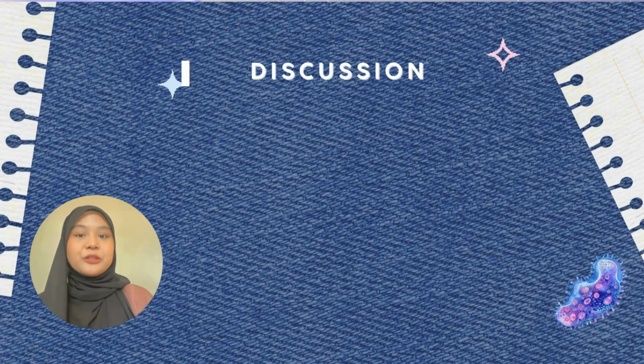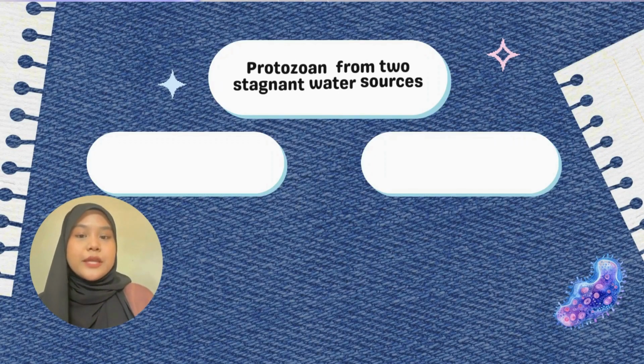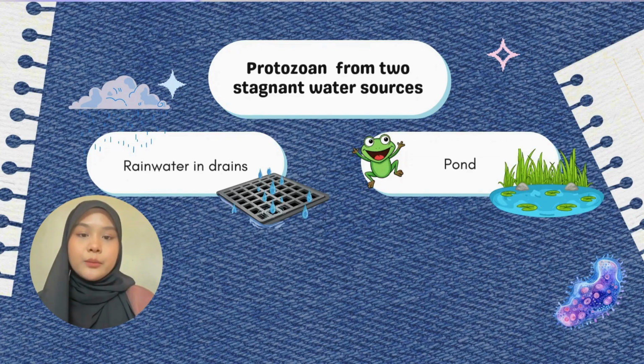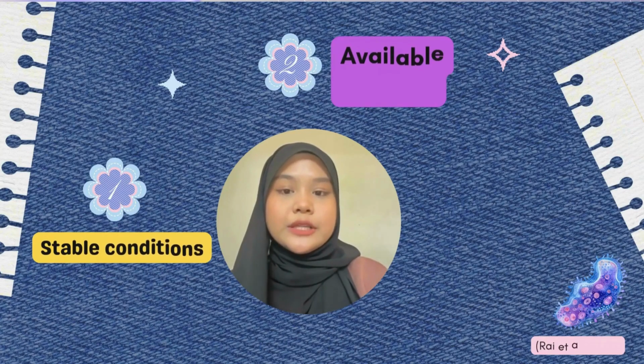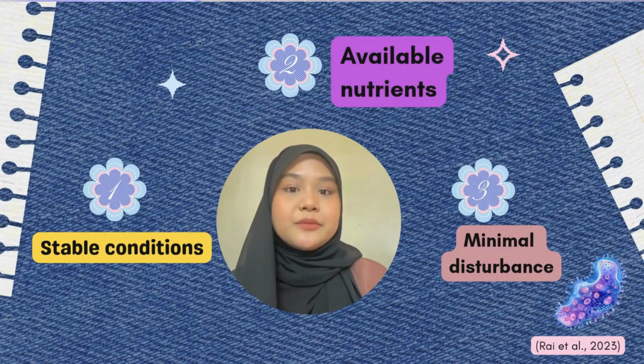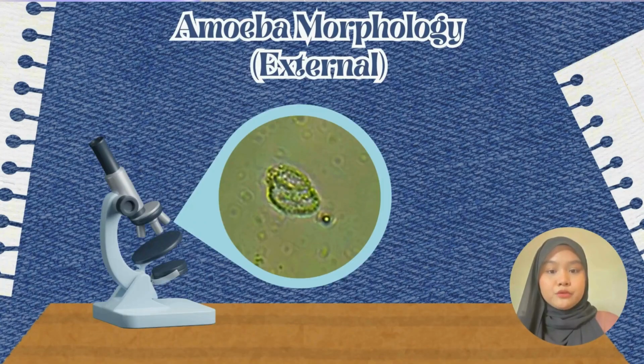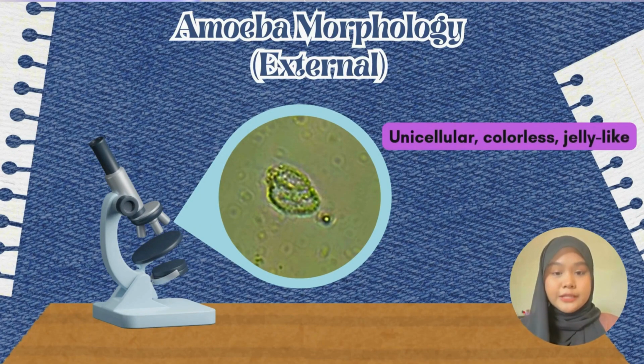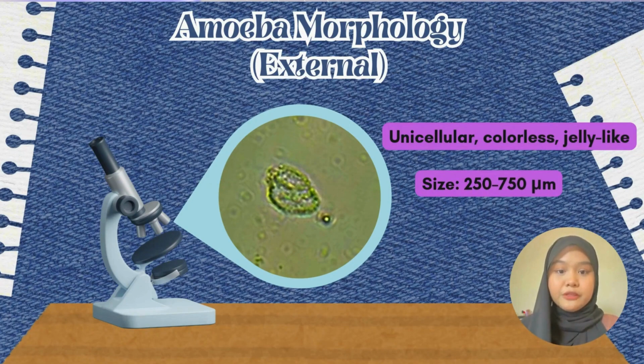In this study, protozoan samples were collected from two types of stagnant water, rainwater in a drain and water from a pond. Both environments support protozoa due to stable conditions, available nutrients and minimal disturbance. Under the microscope, amoebas were observed in both samples with similar morphology. They are unicellular, colorless, jelly-like organisms ranging from 250 to 750 micrometers in size.